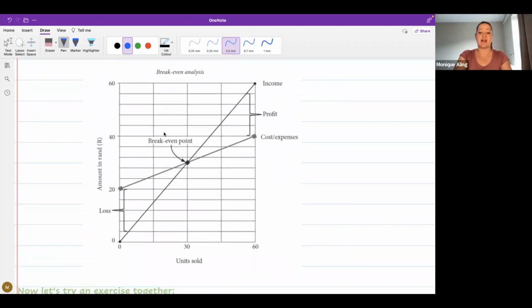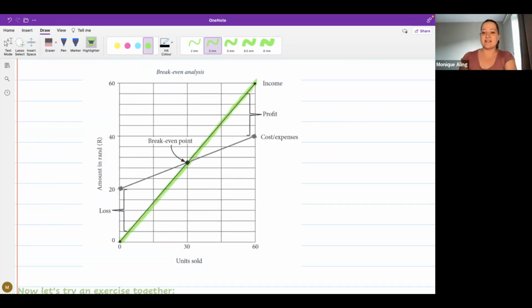Okay, so now there are two lines. We are quite used to just having one line on a graph. But with a break-even graph, we always have an income line and an expenses line, because that's what we compare. And we need to see where our incomes match up with our expenses, and that's where we can see it on this graph. So in green here, that is our income line.